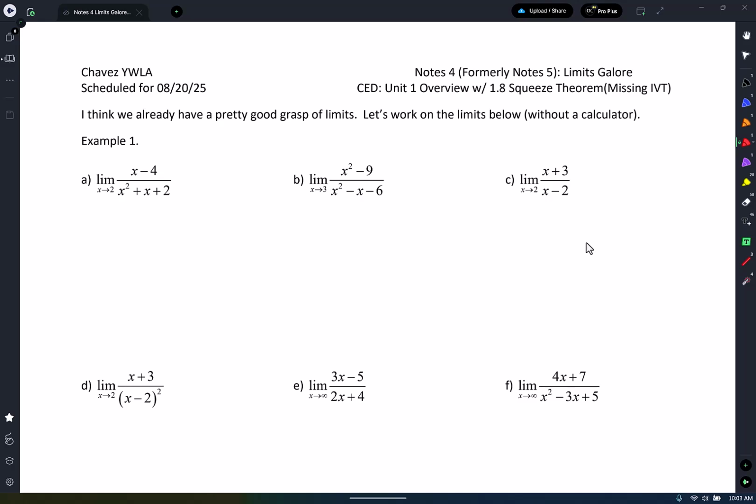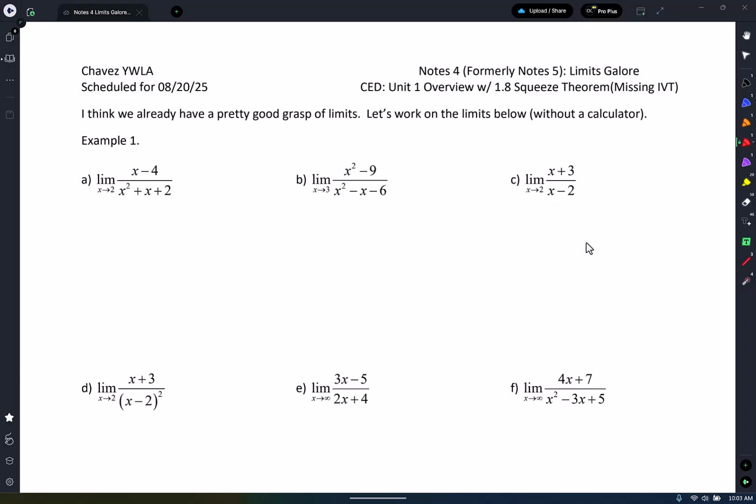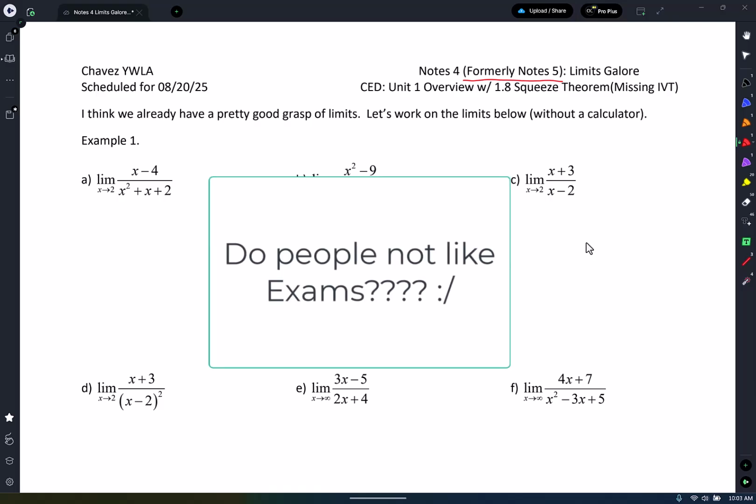Here we go. You guys wanted more limits, and initially I was not going to do this until Notes 5, but last night I decided to play with the notes, and I made this Notes 4, and then I pushed Notes 4 to Notes 5. So I put this for me. This is not really for you. This is really for me, so I can know, like, hey, why are we doing this early? So this is why it says Unit 1 overview, because we're going to have an exam probably next week.